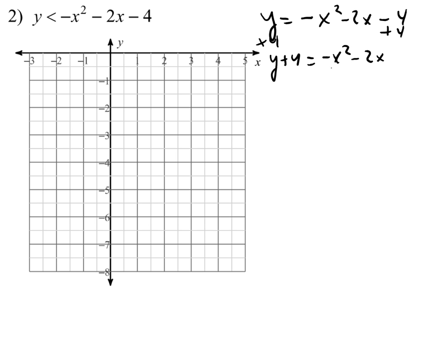In the last problem we didn't have to do this, but in this problem a has to be 1 in order to complete the square. This is negative 1, so I can't have that. So I'm going to divide this side by negative 1, and I'm going to divide this side by negative 1. So then I end up with (y plus 4) over negative 1 equals x squared plus 2x.